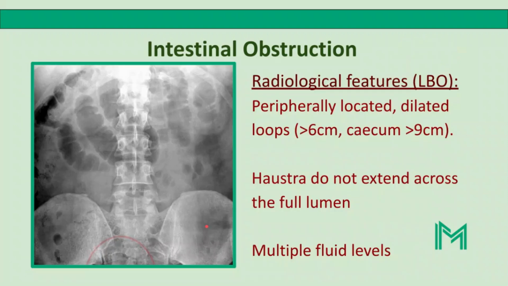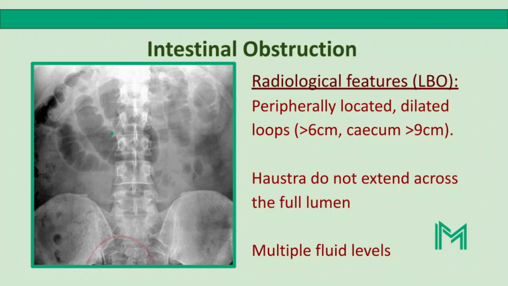So in this image, which shows large bowel obstruction, you realize that the large bowel is peripherally located. There are dilated loops, and when you measure, they should be more than 6 cm for the colon. But when it comes to the cecum, it can go as high as more than 9 centimeters. Then I spoke about the mucosal folds.